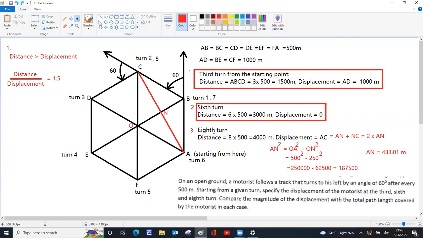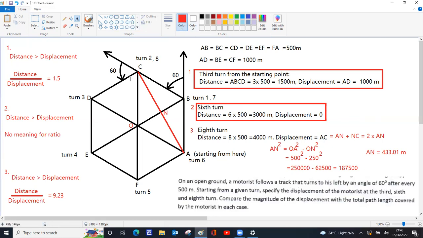In the second case also, distance is 3000, displacement is 0. Distance is greater than displacement. There is no meaning of comparing the ratio because one of the quantities is 0. You can just say which is greater. In the third case also, the 4000 meter distance is greater than displacement 433. Here you can get the ratio. 4000 by 433 will be 9.23. So distance will be 9.23 times displacement. So in all these cases, distance is greater than displacement. In the second case, there is no meaning of taking the ratio because one of the quantities is 0.